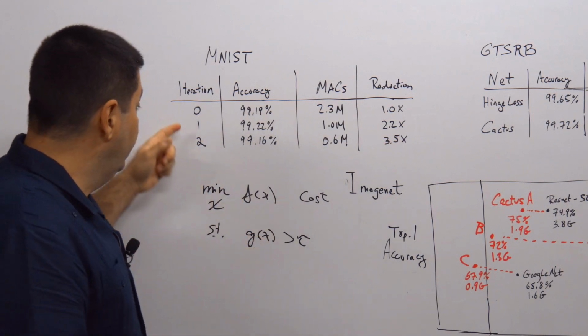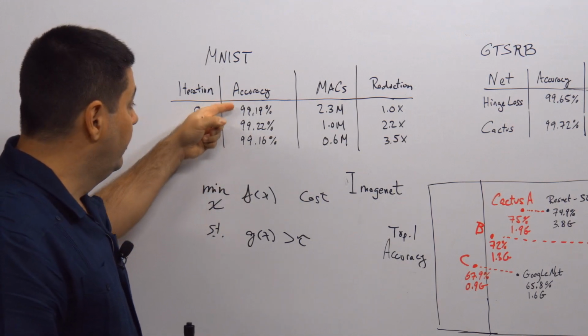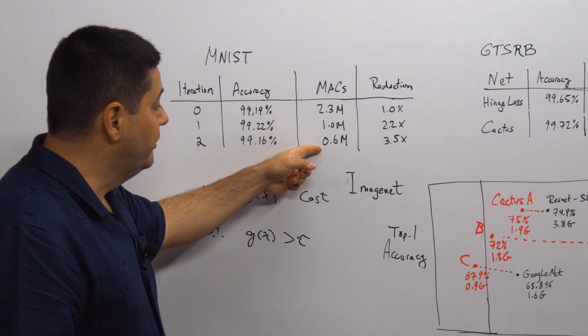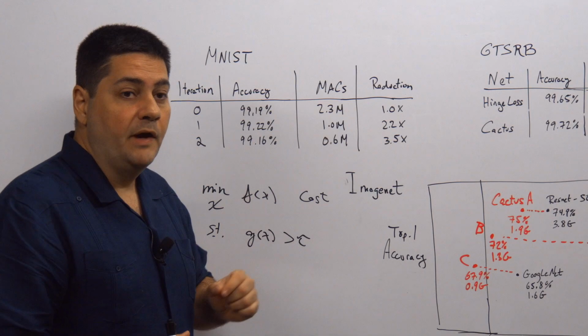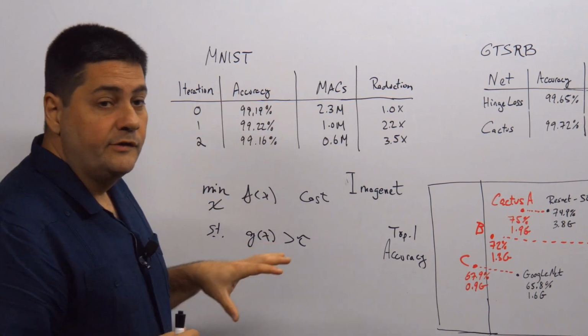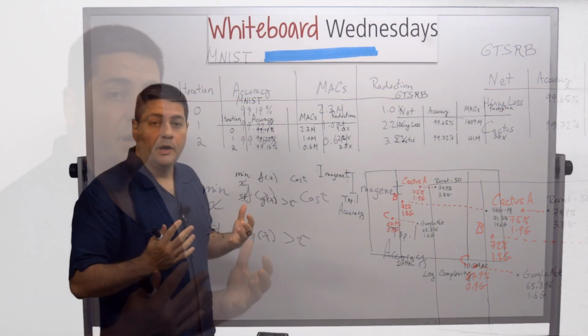We apply the method again, and by the second iteration, the accuracy drops a little bit below the original accuracy. So we decide to stop there. The number of multiply accumulates is now 0.6 million, and that gives us a reduction factor of 3.5x. So this was successful, and we decided to apply this to more interesting, more challenging problems.